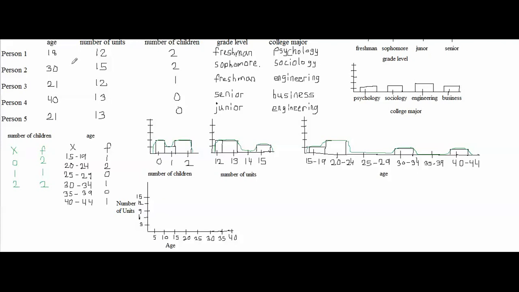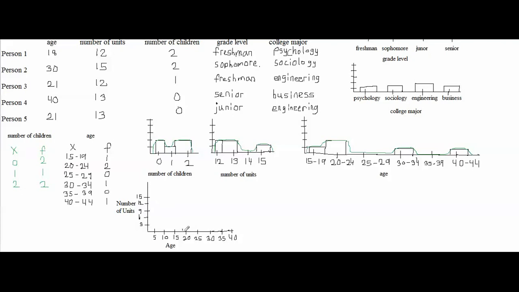And we're going to plot each person on this scatter plot, and each person will be shown as one dot inside of the scatter plot. Let's start with person 1. Person 1 has an age of 18, and person 1 is taking 12 units, which means let's find out where 18 is on the x-axis. 18 is between 15 and 20, so 18 is about right here. And the person is taking 12 units, and that's right here on the y-axis.